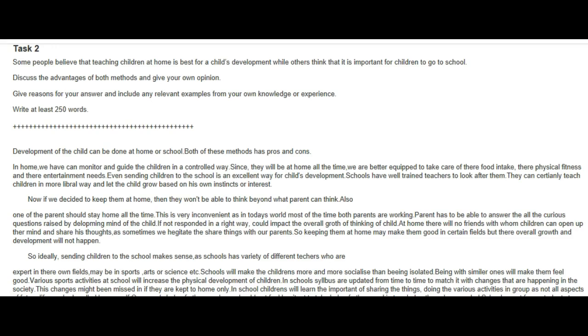Even sending children to the school is an excellent way for child's development. Schools have well-trained teachers to look after them. They can certainly teach children in a more liberal way and let the child grow based on his own instincts or interest. Okay, let's see.